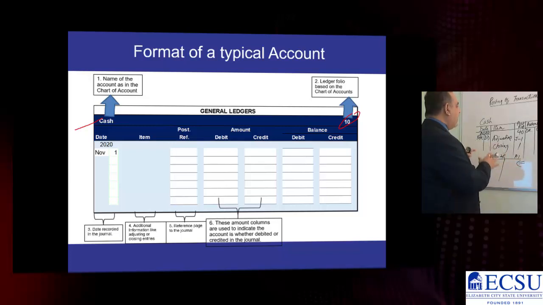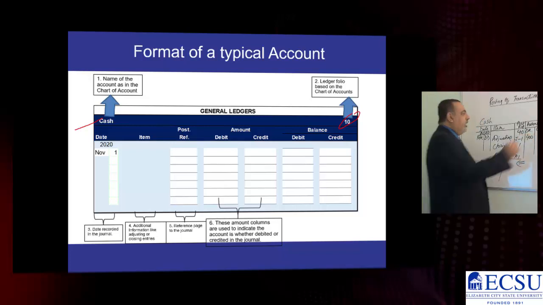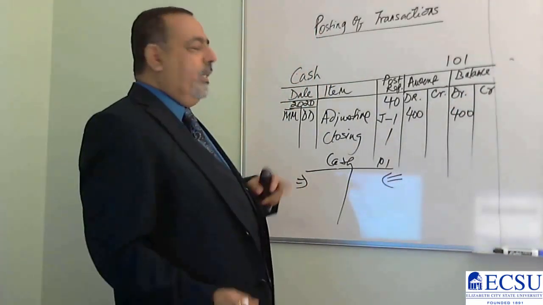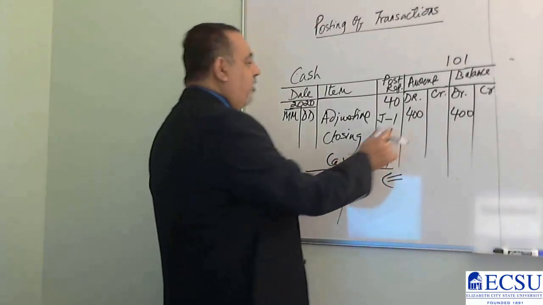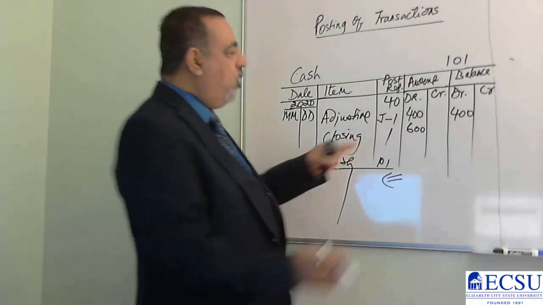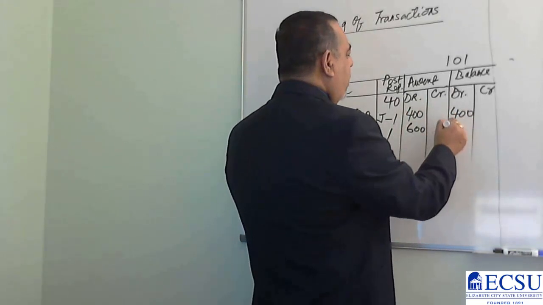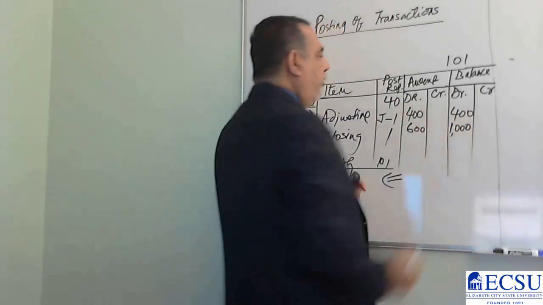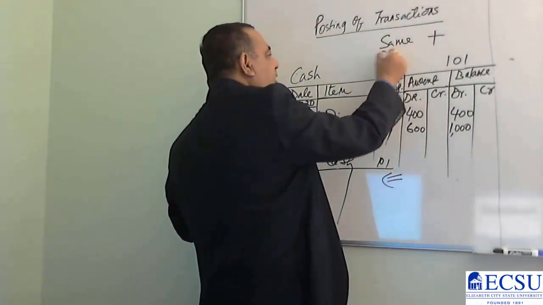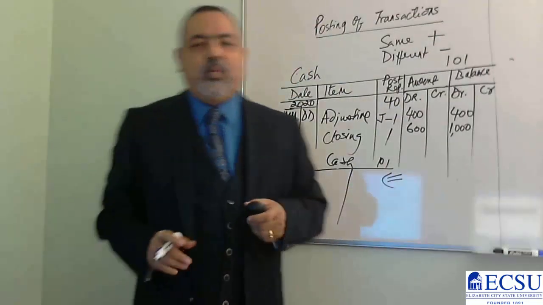So if cash was debited, I'm going to write in the debit column, and then I'm going to go to the balance and write the same amount. Now, supposing I have a transaction whereby I have a debit of 600. What will happen to my balance? Because this is a debit and a debit, the balance will now be 1000. So if it is the same, then you add it. If it is different, then you subtract it. That's how we calculate the balance.